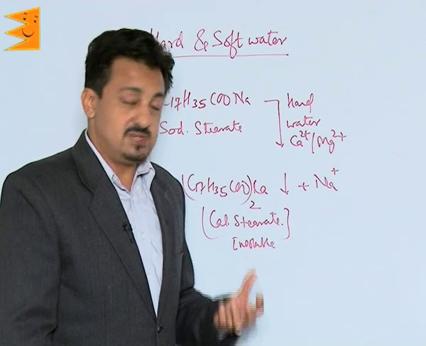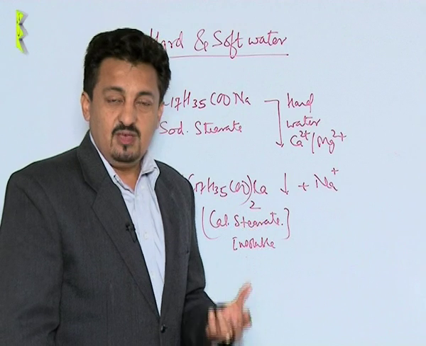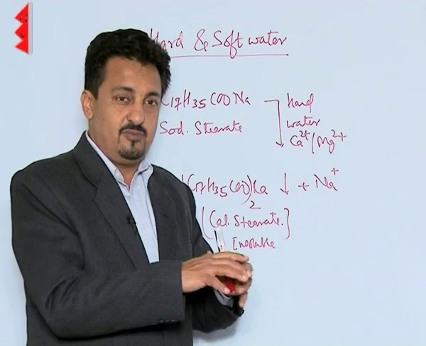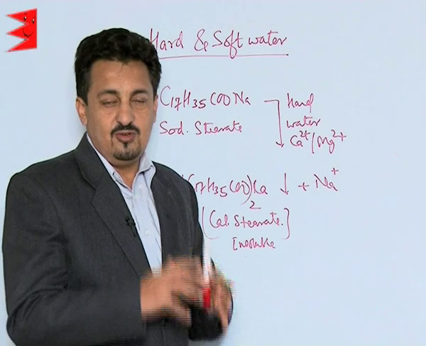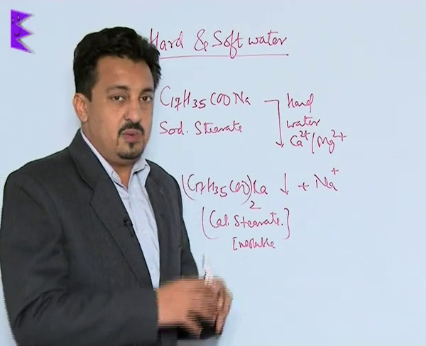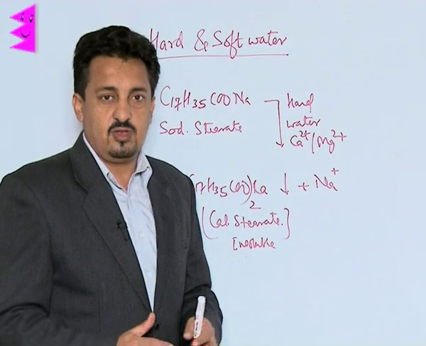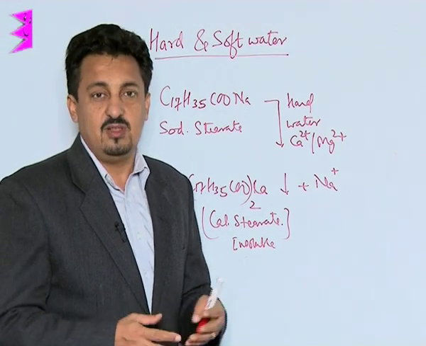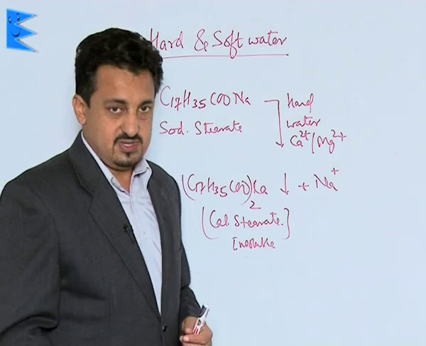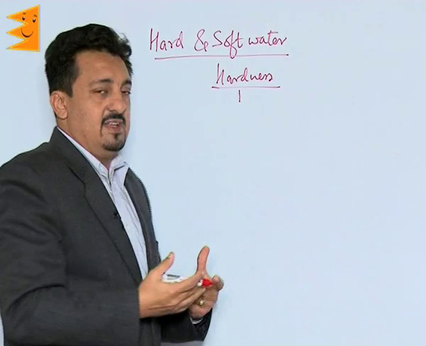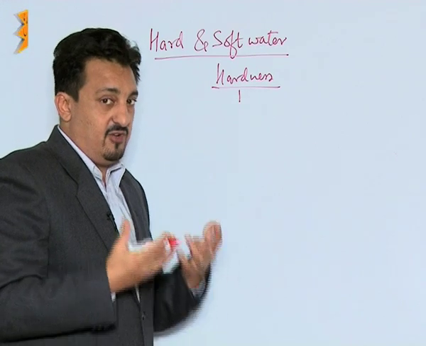The other problem comes in the case of boilers. Whenever we use hard water in boilers, these salts settle down and form a scale on the boilers, and that reduces their efficiency. So that is why we need to remove this hardness and convert the hard water into soft water, to make it useful for industrial purposes. So actually, hardness means the presence of these impurities or salts in the water.